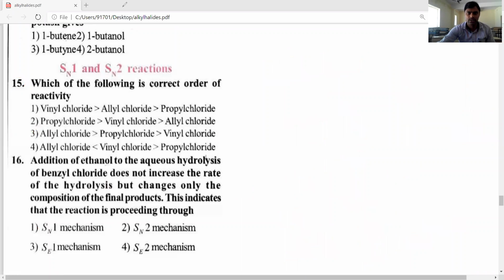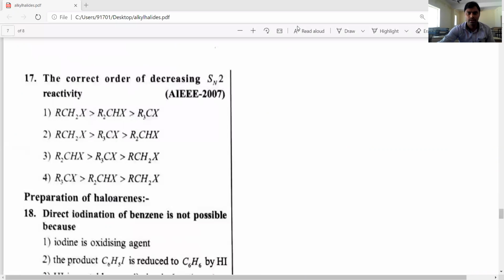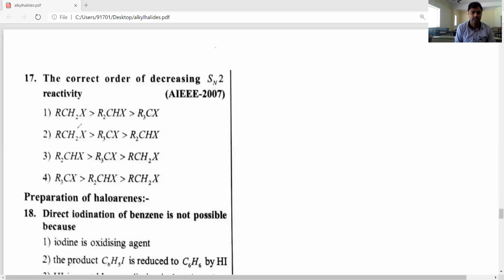Okay, let's go for the next question. The correct SN2 reactivity order. SN2 reactivity order means what, dear students? Primary is more than secondary and then tertiary. So the first option is correct. We know very well that.